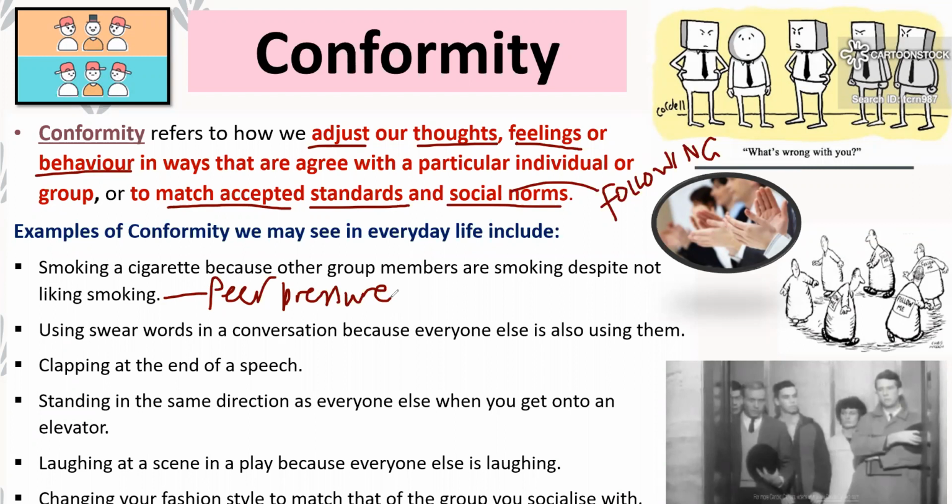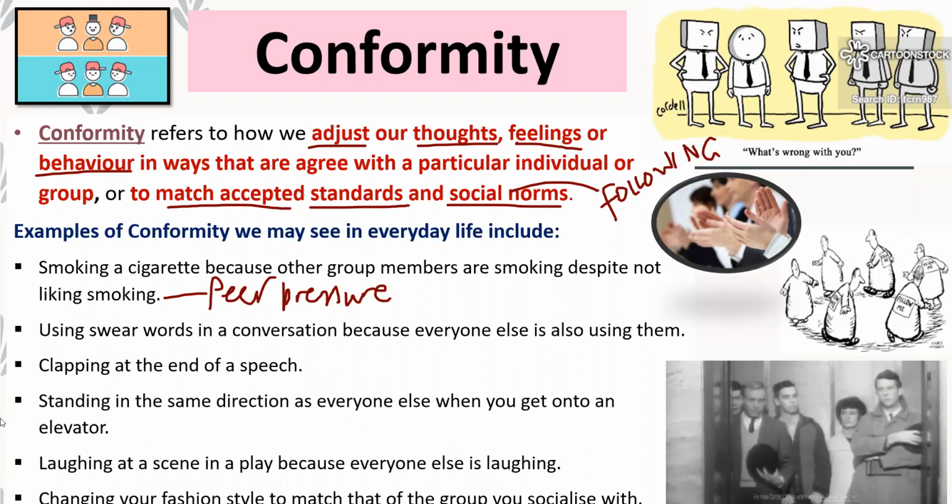You might feel pressured to like the same music band that everyone else likes, because everyone in your group likes them, and you don't want to stick out like a sore thumb by not doing the same thing. Using swear words in a conversation because everyone else is also using them, that's another example of conformity. And this is why we say that the group that you're a part of not only influences your behavior, but even influences your mannerisms, even influences the way you speak.